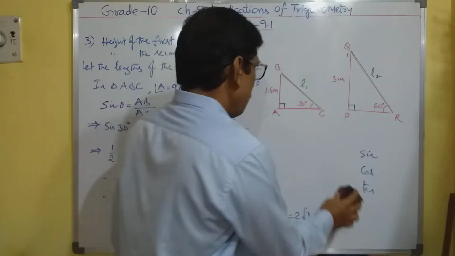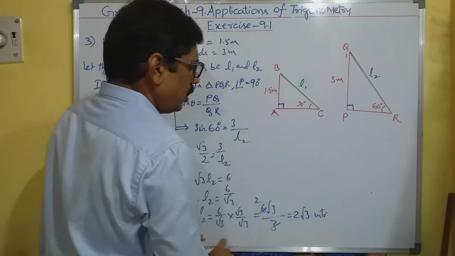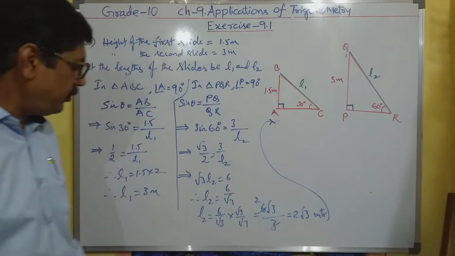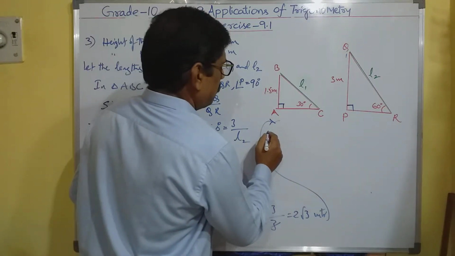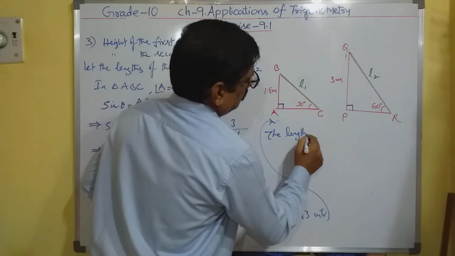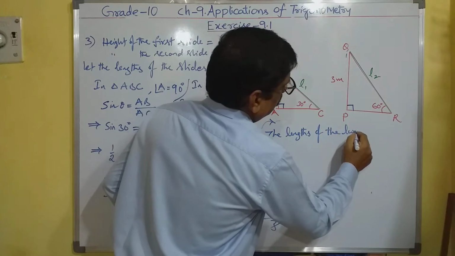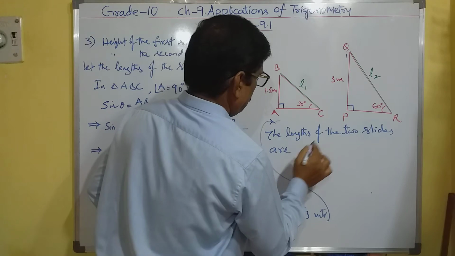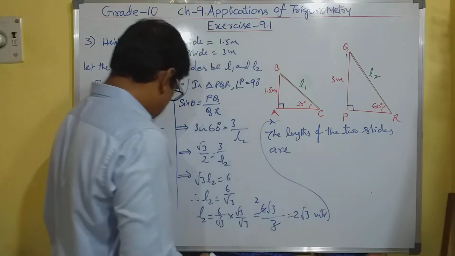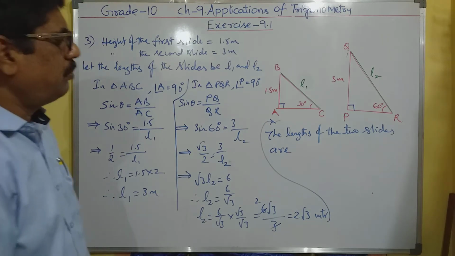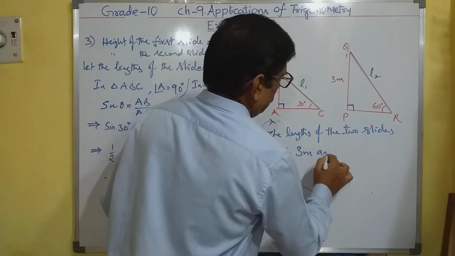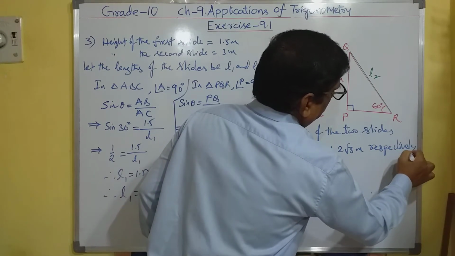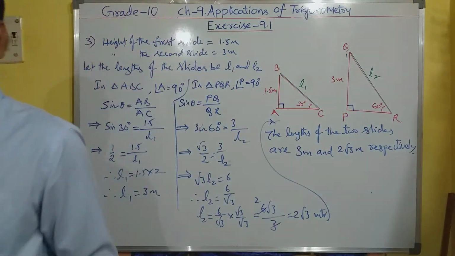Okay, so we have got the values of L1 and L2. So here I am writing the final answer, the conclusion. That is, the lengths of the two slides are, what are they? 3 meters and 2 root 3 meters, respectively. Okay, copy it.